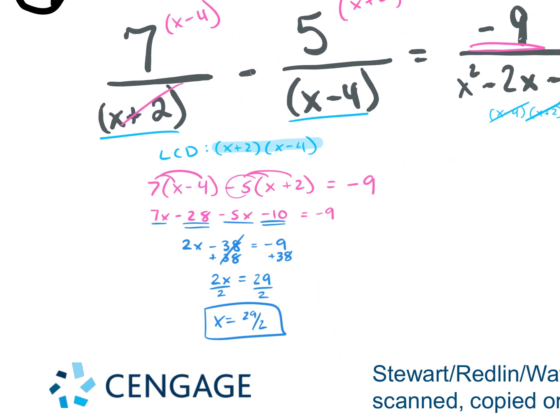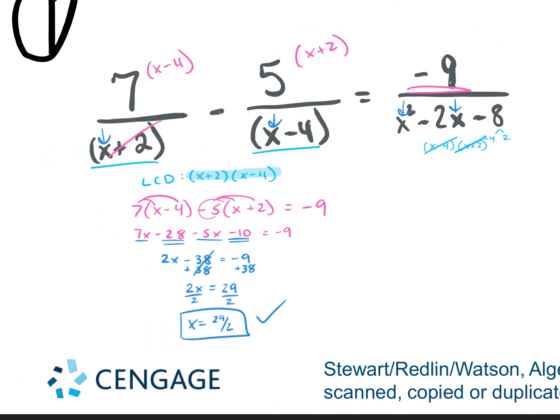Check for extraneous solutions. If we plug in 29 over 2 into all of our x's in the denominators, we don't end up with 0, so we're good there. So that would be our answer.